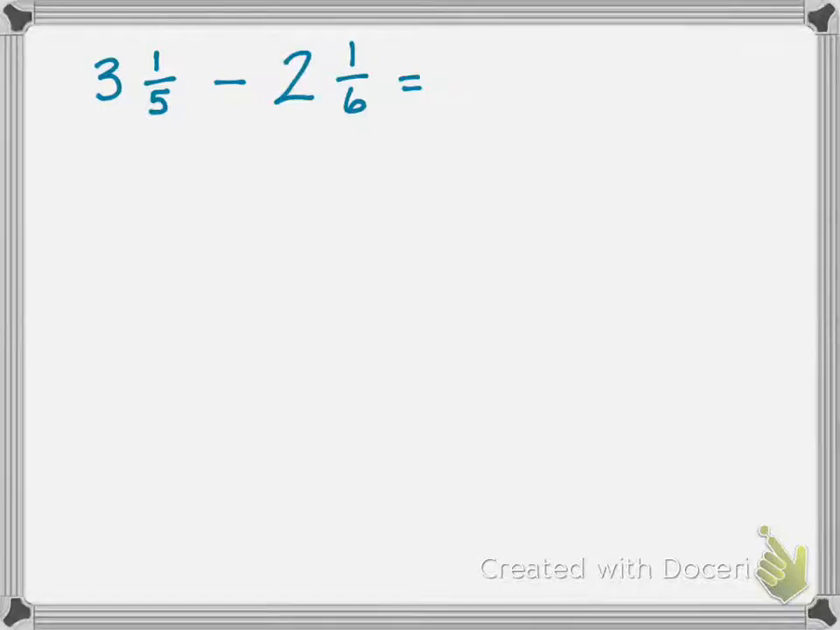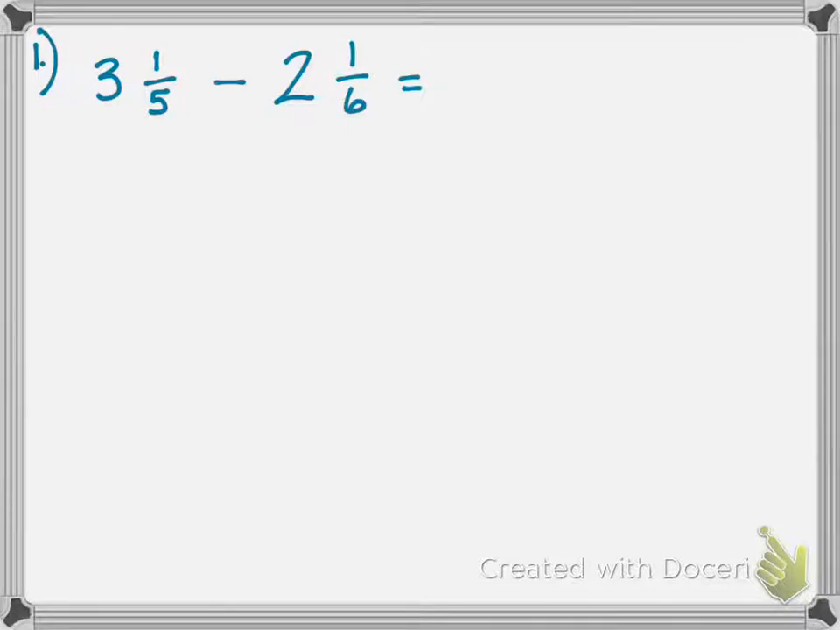All right. So the first problem, I'm going to go ahead and walk through question number one with you, and then a couple other ones. The first one is 3 1/5 minus 2 1/6. Remember, the very first thing that we need to do here is to find our common denominator.